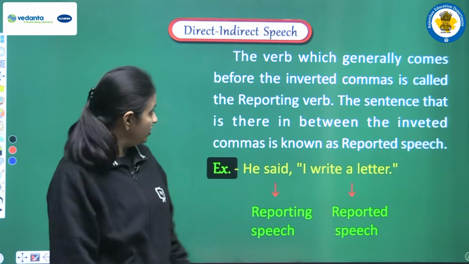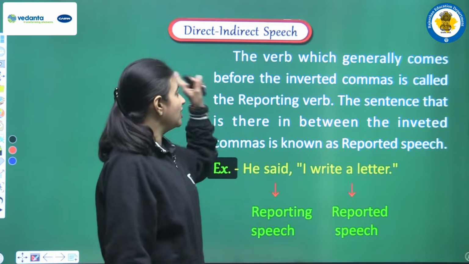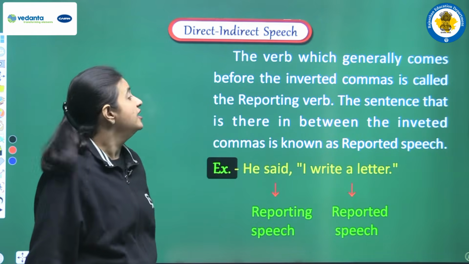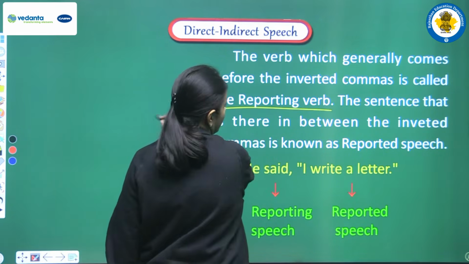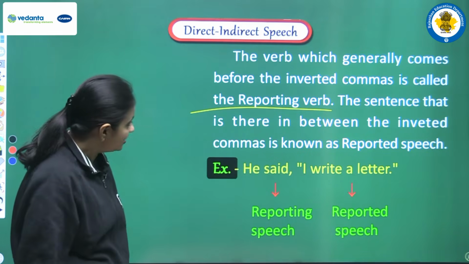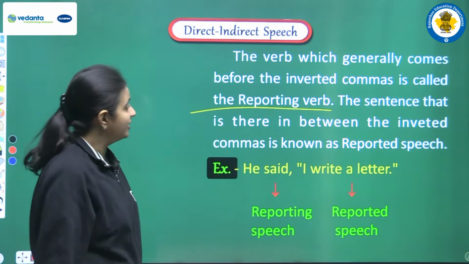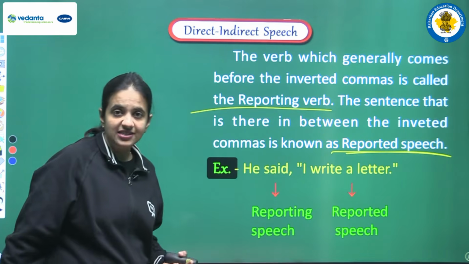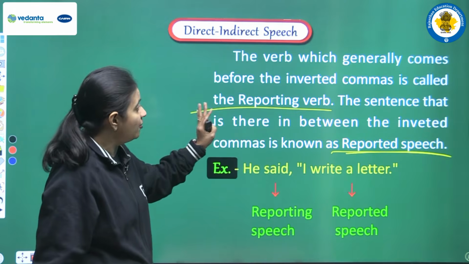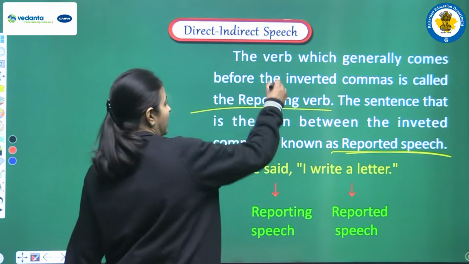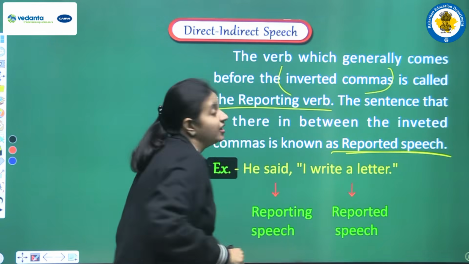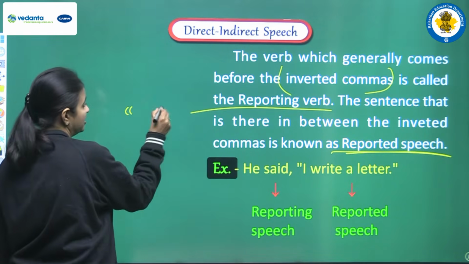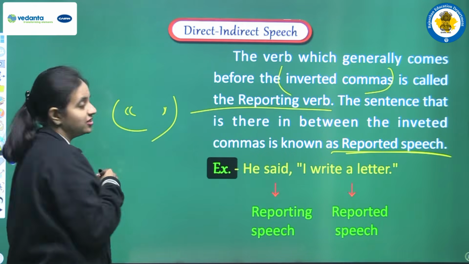Clear? Moving on, now let's see. The verb which generally comes before the inverted commas is called the reporting verb. The sentence that is there in between the inverted commas is known as reported speech. So again we have more details related to direct speech. In a direct speech sentence we have inverted commas. I am sure you all know what inverted commas mean, right? This is known as inverted commas.